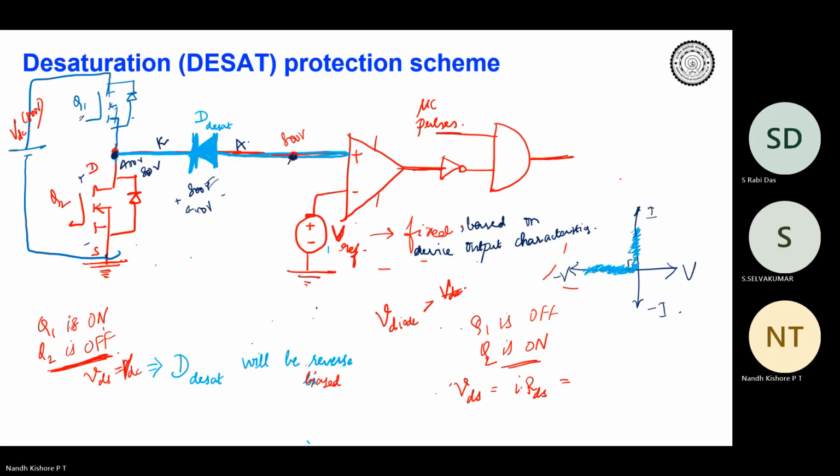Okay, fine. So this was during Q2 turned off condition, right? So during Q2 turned off condition, the idea was to make sure that your VDC doesn't appear across your comparator. And second, anyway, I don't want the circuitry to operate when Q2 is turned off because it's basically an overcurrent protection scheme, and there is no question of overcurrent when the device itself is off.